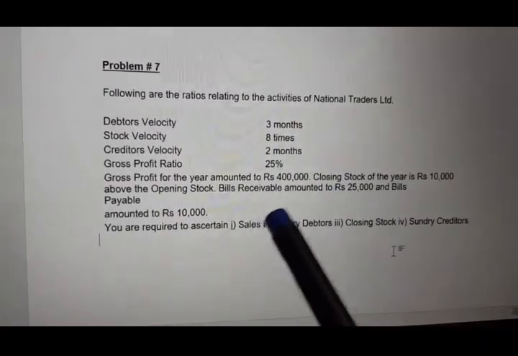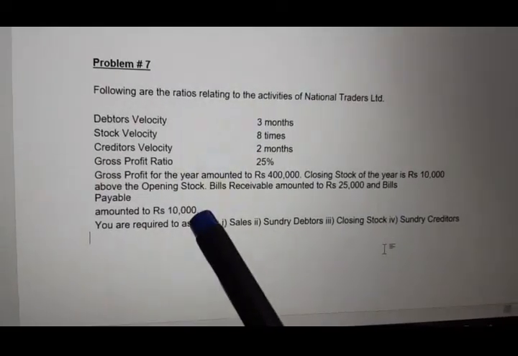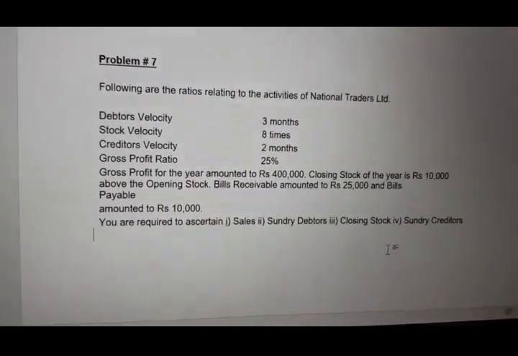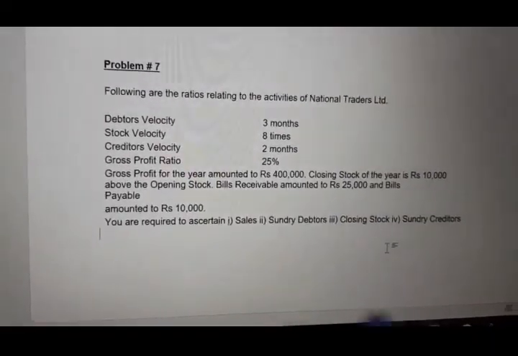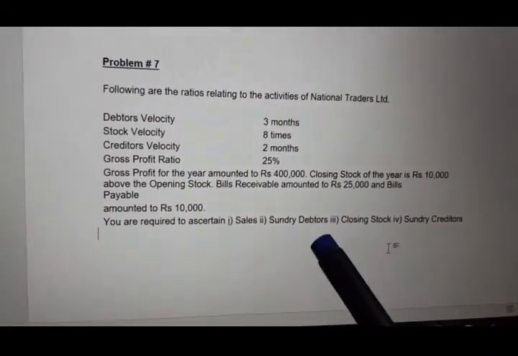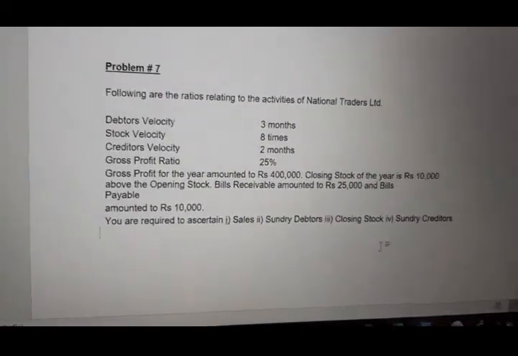Next one is bills receivable amounting to rupees 25,000. Bills payable amounted to 10,000. Okay, so with this information and the ratios, let us compute these 4 things: sales, sundry debtor, closing stock, and sundry creditor. Okay, so let us start solving it.